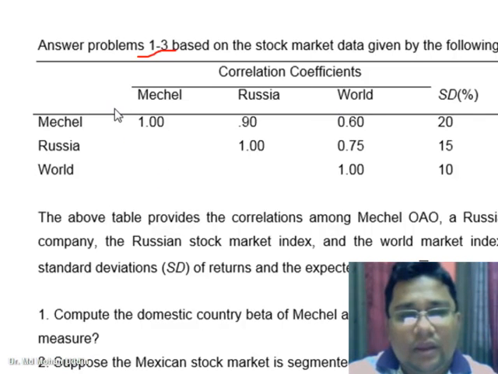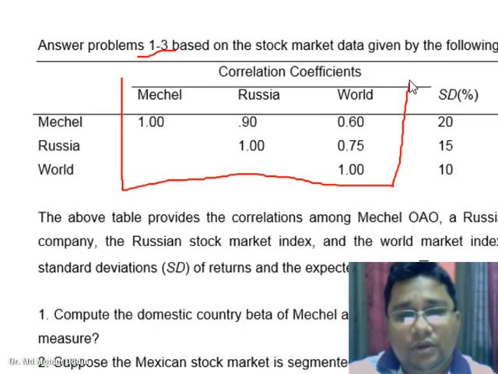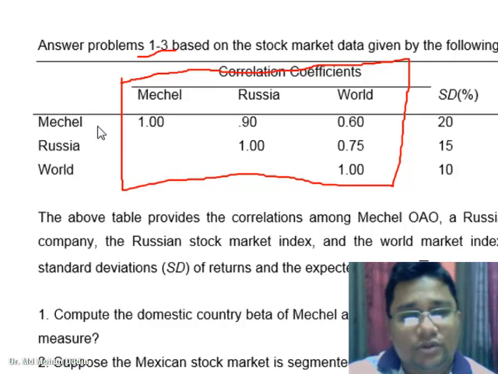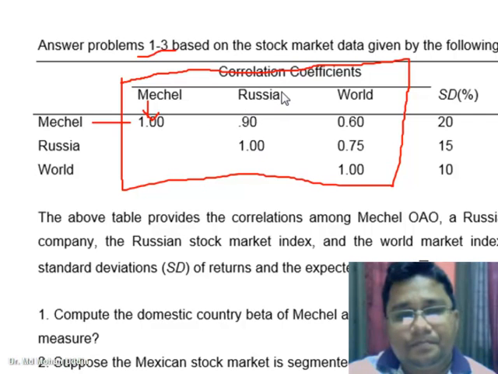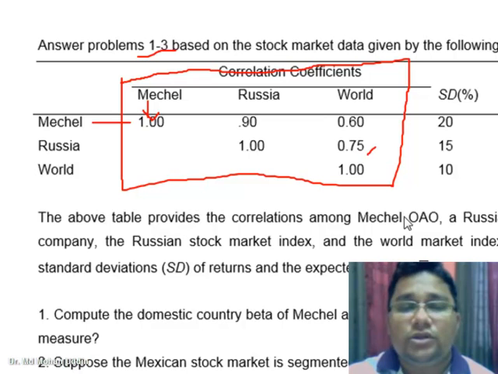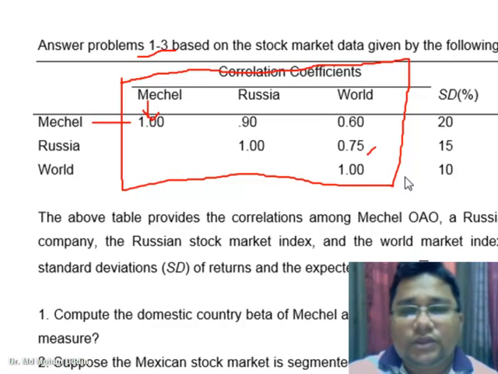Now you can see that this area of the table is showing the correlation coefficient. The correlation coefficient between Michelle and Michelle is 1 because these are the same. Russia and Michelle is 0.90, between Michelle and world it is 0.60, and Russia and world it is 0.75. Why do we need this correlation? We need it to calculate the beta. We'll see later why.